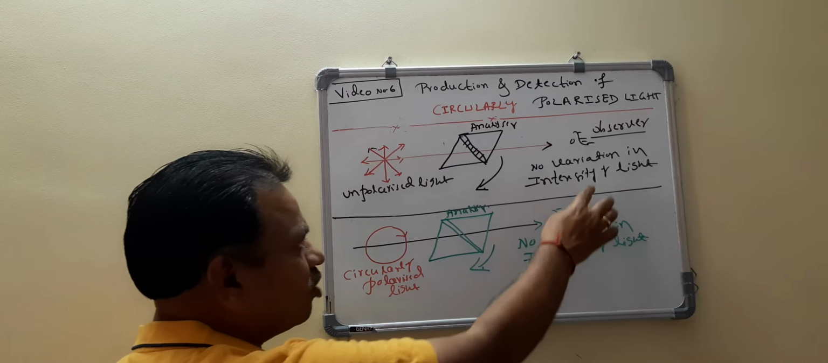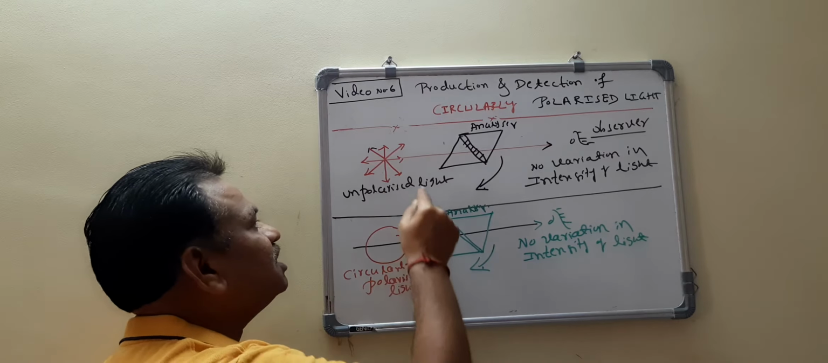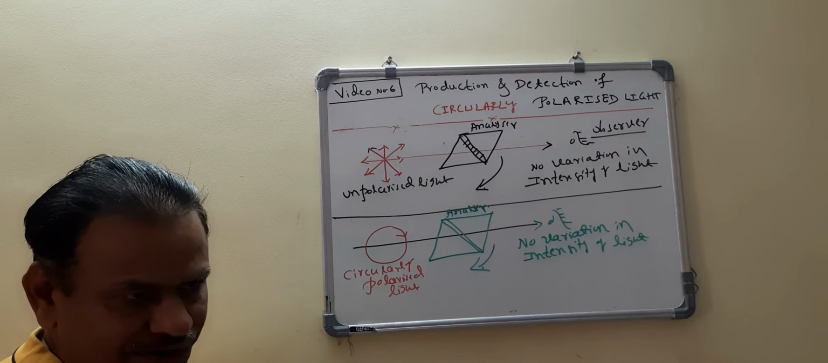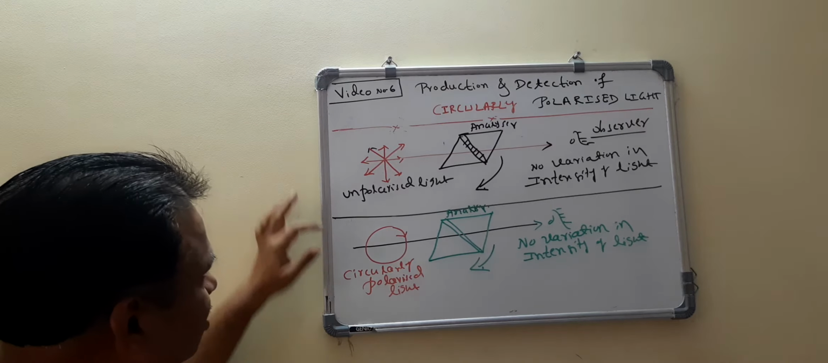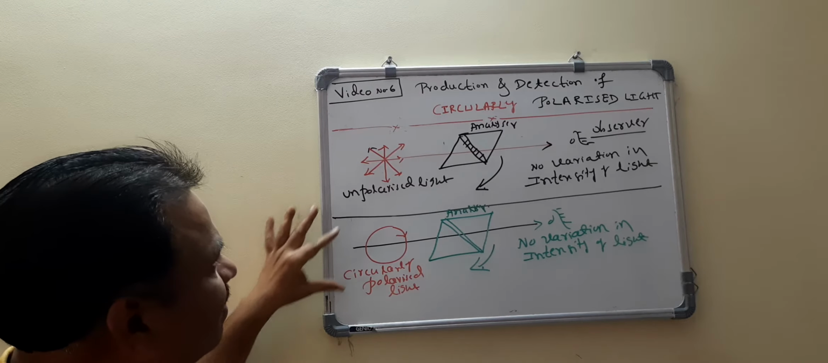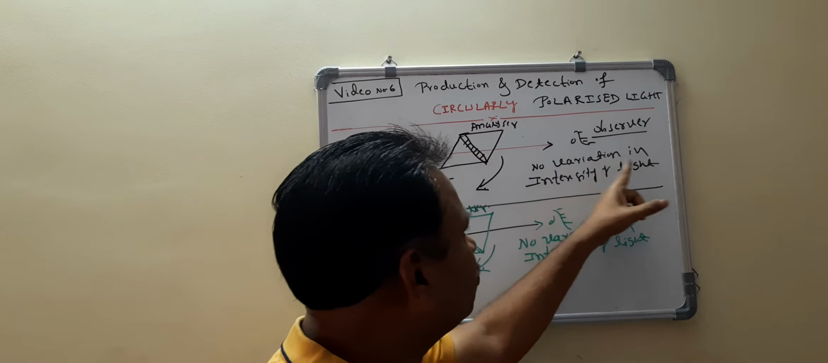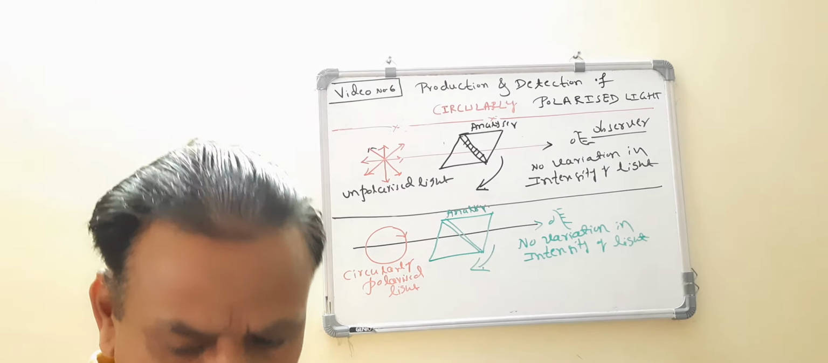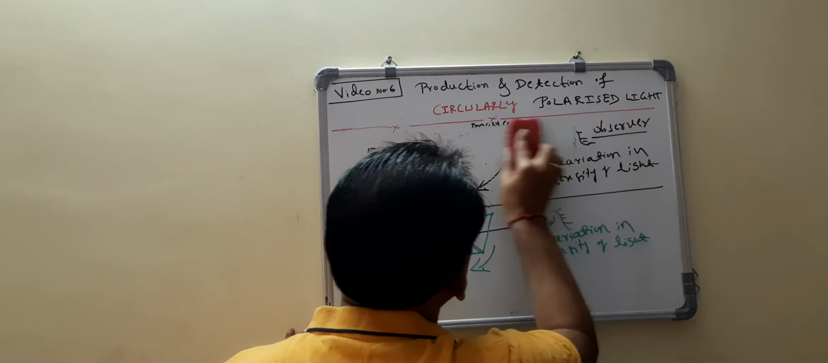Here you see, the outcoming result is the same, so it is very difficult to judge whether the incoming light is unpolarized light or circularly polarized light. First remember this: whenever unpolarized light and also circularly polarized light are allowed to pass through the rotating Nicol prism, the outcoming case is no variation in intensity of light. Remember this point.